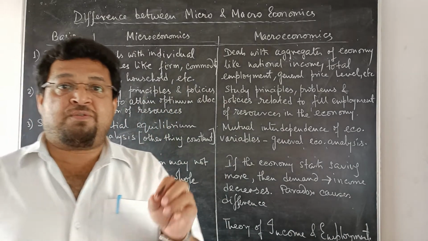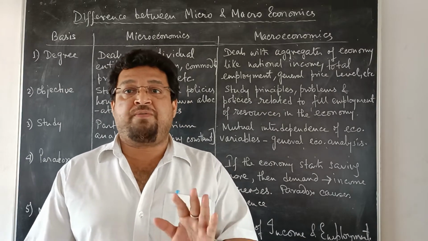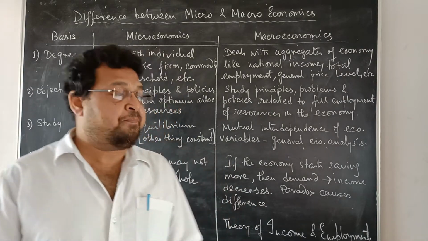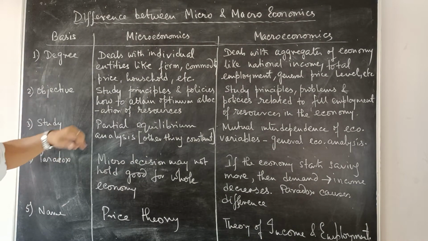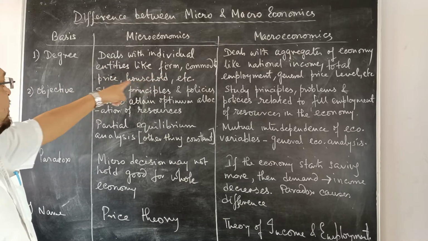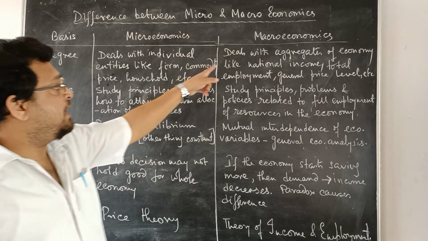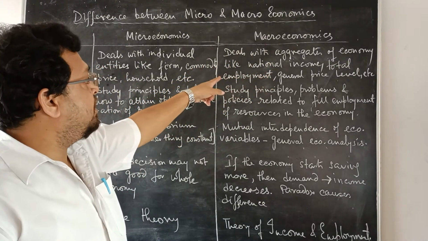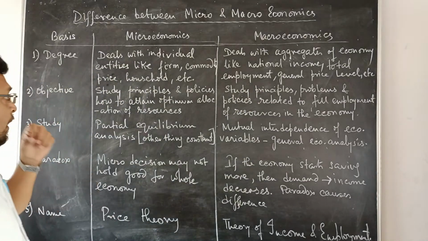Now if we come to this difference very specifically, how can we differentiate them? Degree. Microeconomics deals with individual entities like firm, commodity, price, household, etc. Whereas macroeconomics deals with aggregates of the economy like national income, total employment, general price level, etc.